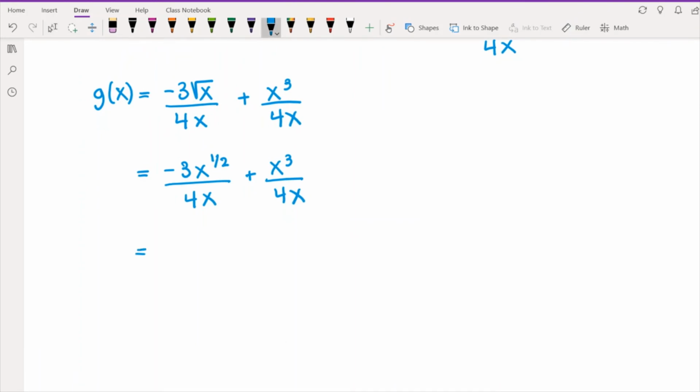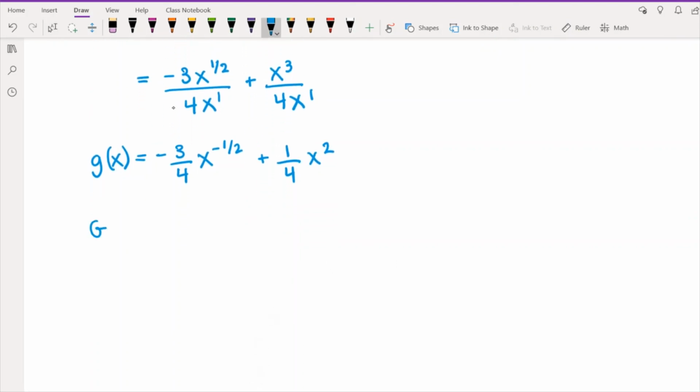So what are we going to get? In this case, we'll get -3/4 x to the -1/2, because we are doing basically x to the 1/2 minus x to the 1. And then for this next one, we get 1/4 x squared. Okay, so we did not do any antiderivatives yet, right? All we did was rewrite our function a new way, but now we're ready to take the antiderivative because everything is set up to use the power rule, or the reverse power rule.